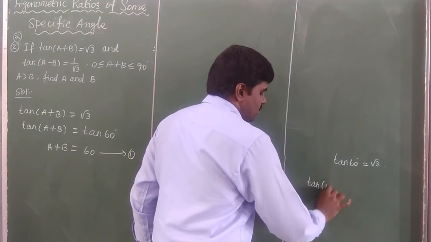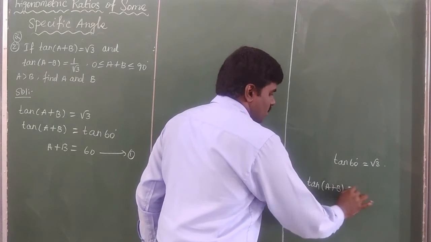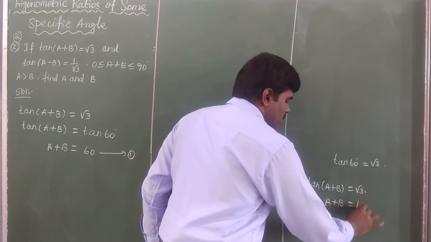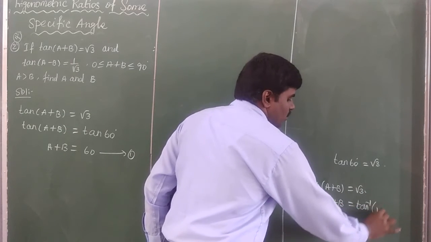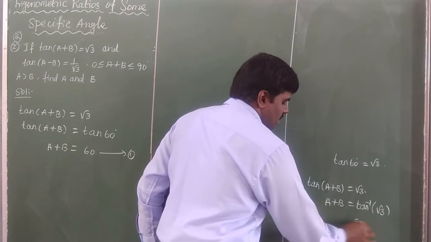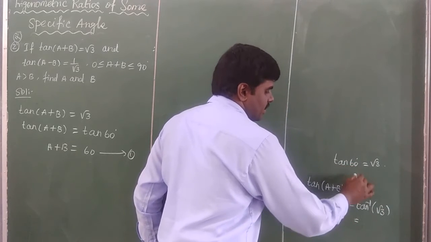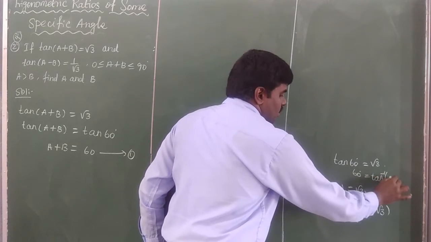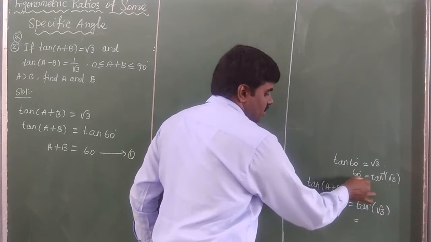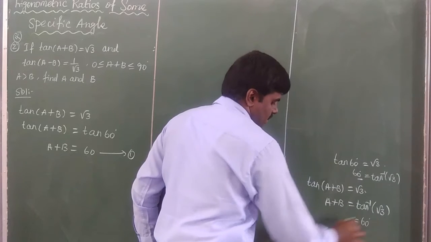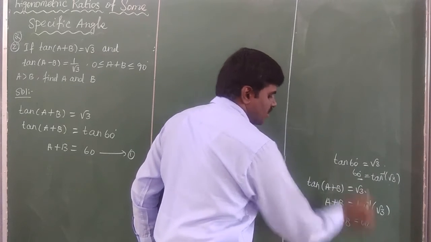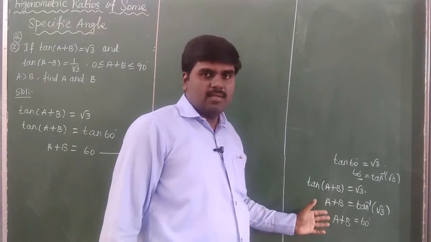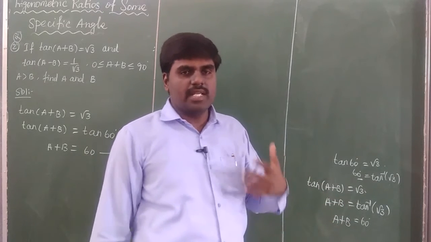Tan of (a + b) is equal to √3, but here a + b is equal to tan inverse of √3. The tan inverse of √3 is equal to 60. That value should be 60. That is the meaning of a + b is equal to 60 degree. In this concept, you will come to the higher studies level. The inverse trigonometry you are studying in 12th standard only.